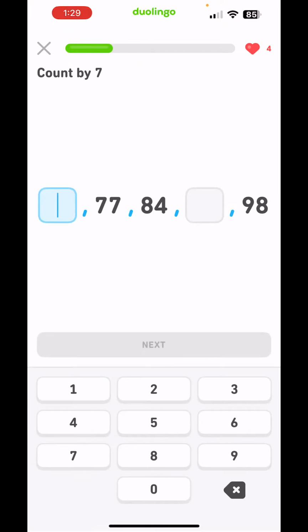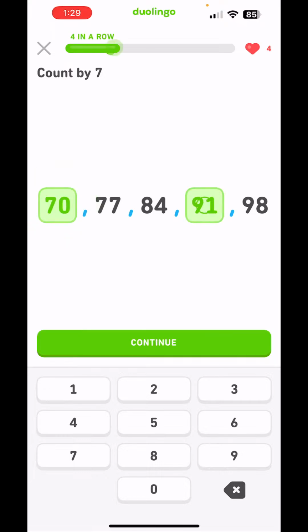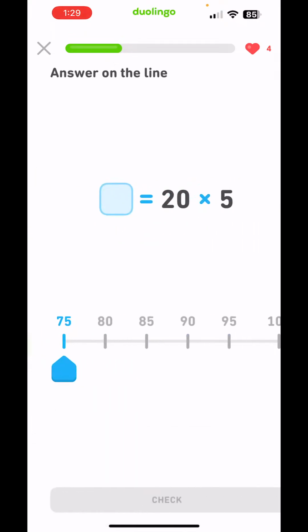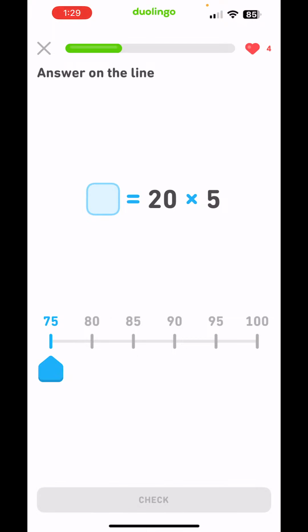And now we need to count by 7. So 70, 77, 84, 84 plus 7. Let's see, what would that be? That would be 91. Oops, wait, what am I doing? There we go. Now we have 20 times 5. That would be 100, right?